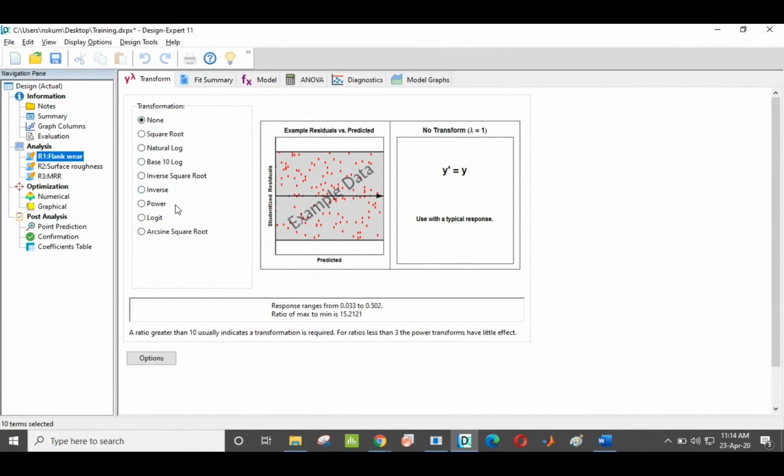First we have the transformation. We have square root, natural logarithmic, base, inverse, everything. But initially don't go with any transformations. If a transformation is specifically needed, then go with it. Otherwise don't go for any transformations, and analyze only the raw data.